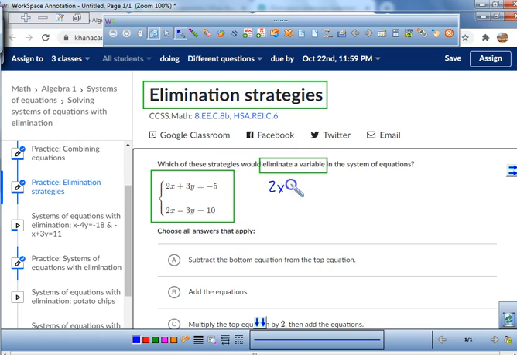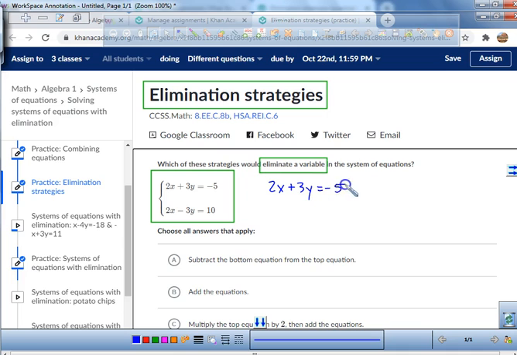If I had 2x plus 3y equals -5, and I had 2x minus 3y equals 10, what would happen if I just added these together? How many x's would I have? 4 x's. What happens to all my y's? They get what's called eliminated, and 10 minus 5 is 5. And would you be able to eliminate the variable if you simply added them together? Yes, so I'm going to put check. We can add them. All right?